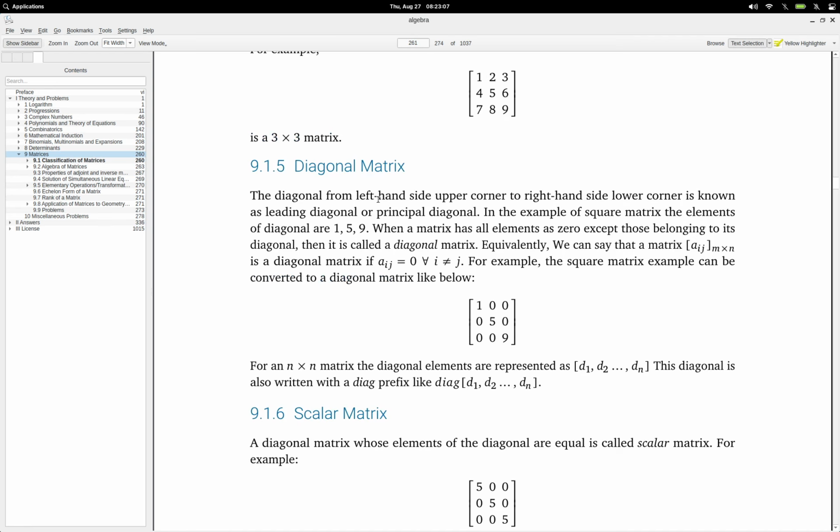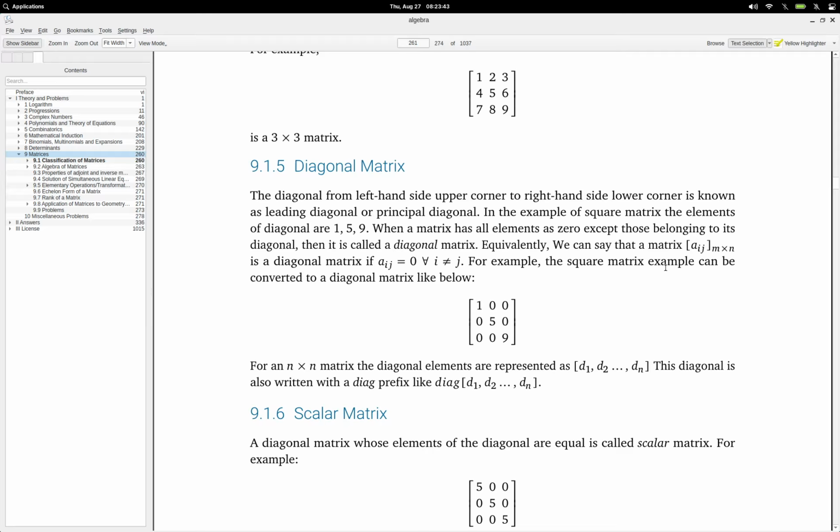Then we have diagonal matrix. The diagonal from left hand upper side corner to the right hand side lower corner is known as leading diagonal or principal diagonal. In the example of square matrix, the elements of the diagonal are 1, 5, 9. When all elements of a matrix are 0 except those belonging to its diagonal, then it is called a diagonal matrix. Equivalently, we can say that a matrix Aij m by n is a diagonal matrix if Aij is equal to 0 for all i not equal to j.